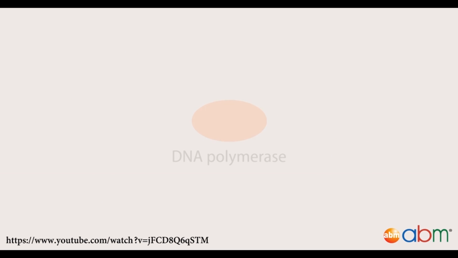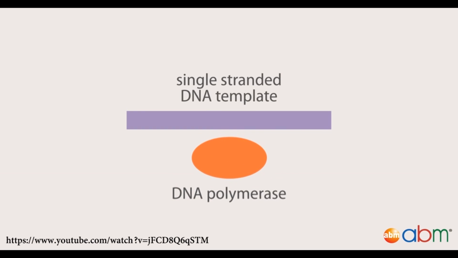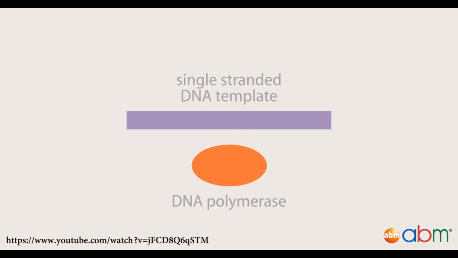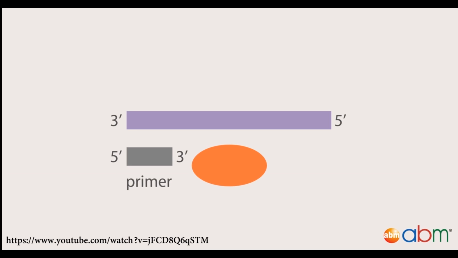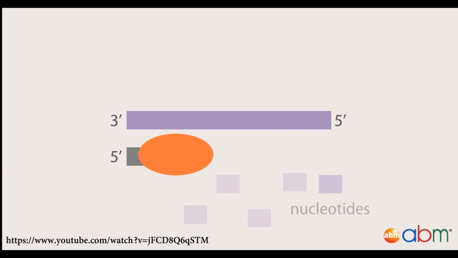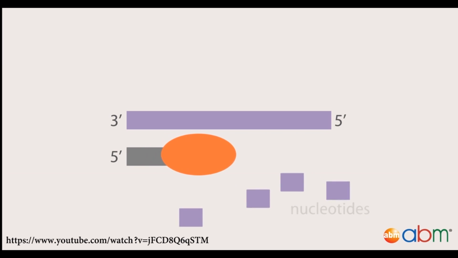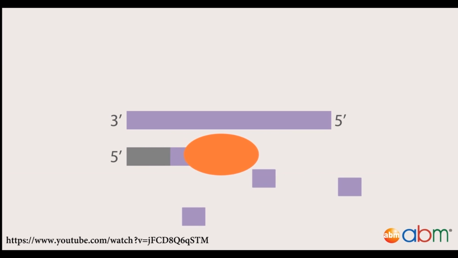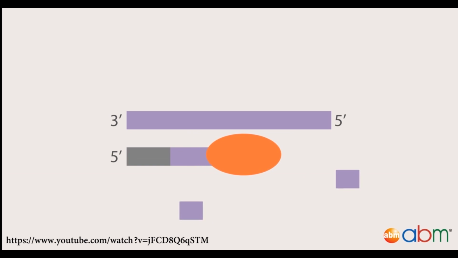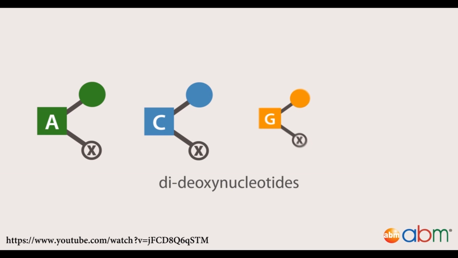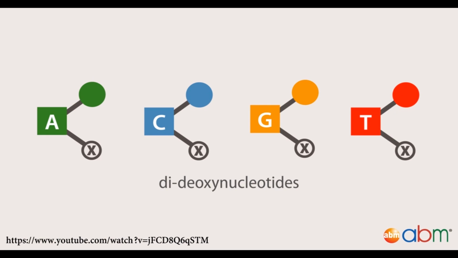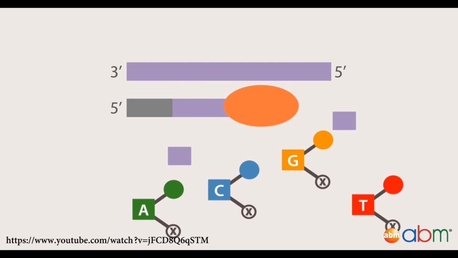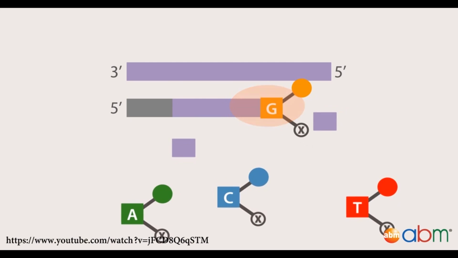It utilizes a high-fidelity DNA-dependent polymerase to generate a complementary copy to a single-stranded DNA template. In each reaction, a single primer, complementary to the template, initiates a DNA synthesis reaction from its 3' end. Deoxynucleotides, or simply nucleotides, are added one after the other in a template-dependent manner. Each reaction also contains a mixture of 4 dideoxynucleotides, one for each DNA base. These dideoxynucleotides resemble the DNA monomers enough to allow incorporation into the growing strand.